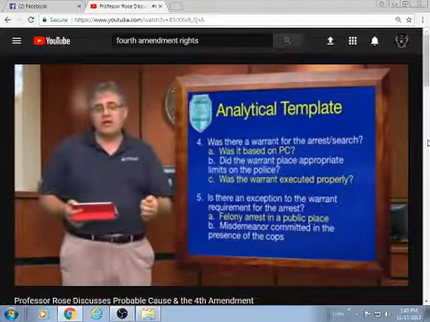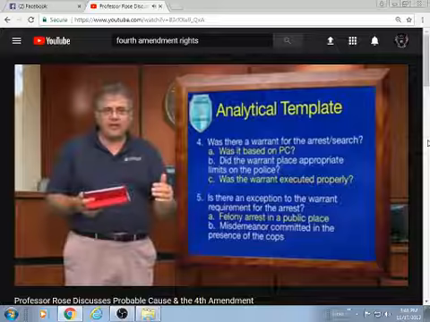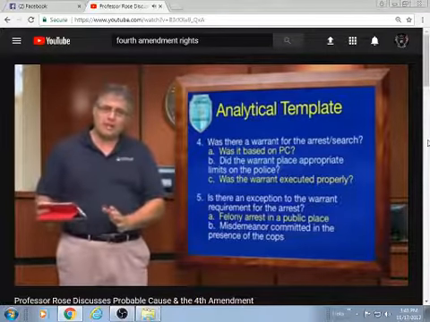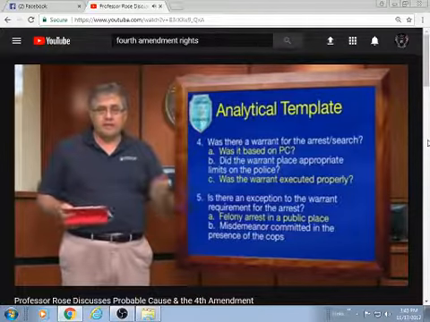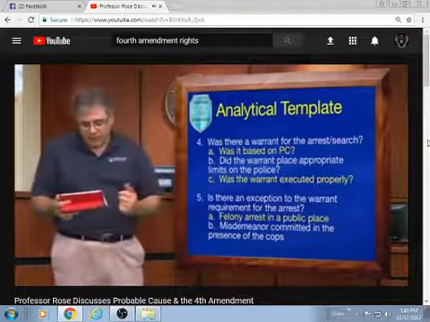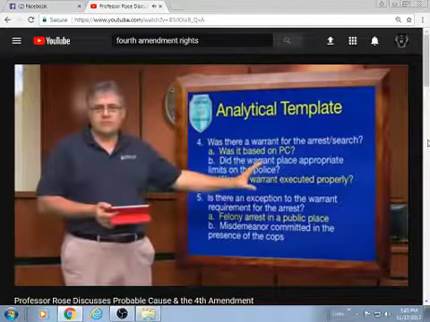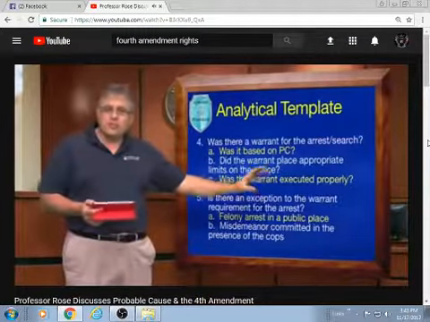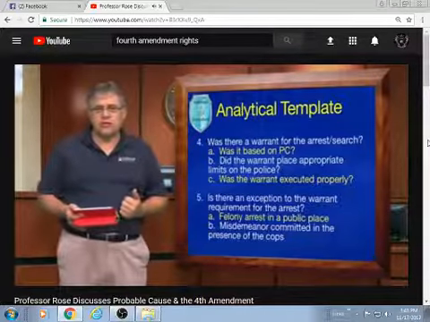Was it a felony arrest in a public place? That's the Watson case. And if it's a felony arrest in a public place, I'm fine. I don't need anything further. I'm going to be fine from an analytical perspective. If it's a misdemeanor offense, as long as it was committed in the presence of the police, I'm going to be okay, and I'm going to be able to arrest the individual.